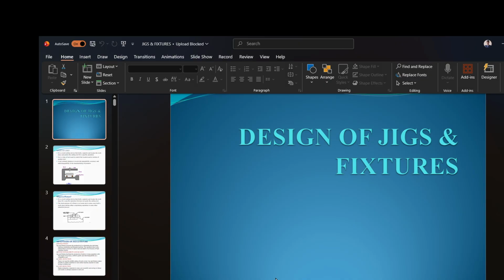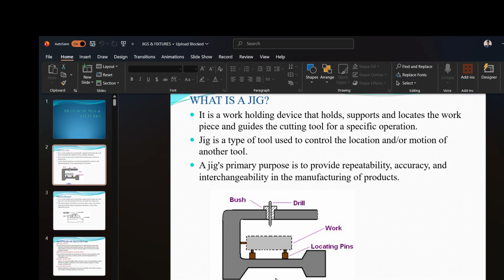So what is design of jigs and fixtures? So what is a jig? It is a work holding device that holds, supports and locates the workpiece and guides the cutting tool for a specific operation. A jig is a type of tool used for the control, location or motion of another tool. The jig's primary purpose is to provide repeatability, accuracy and interchangeability in the manufacturing of products.